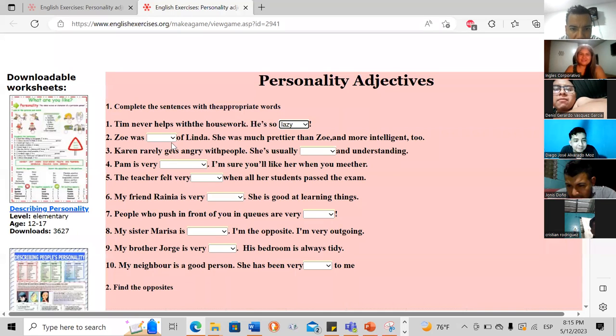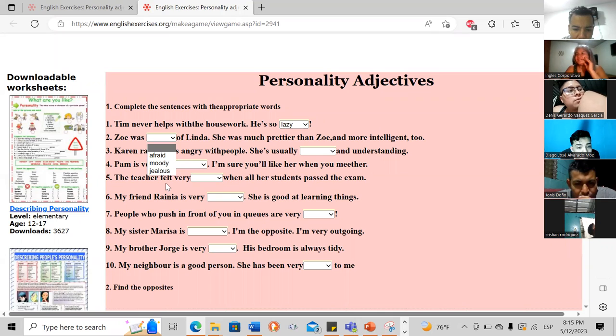Sue was afraid, moody, or jealous of Linda. She was much prettier than Sue and more intelligent. More intelligent too. Jealous. Estaba celosa. ¿Por qué? Porque era más bonita y más inteligente. Okay.